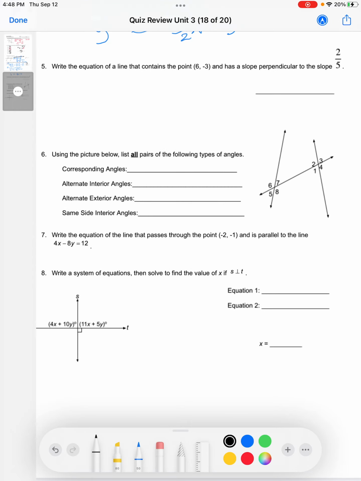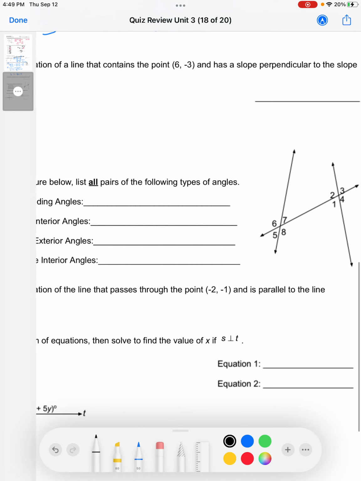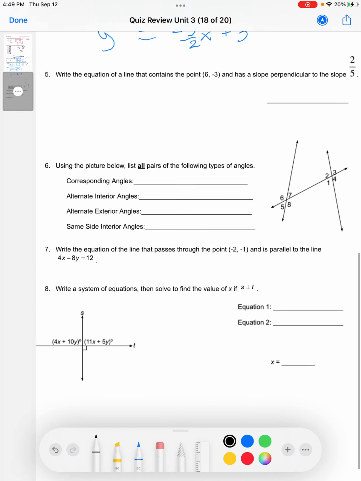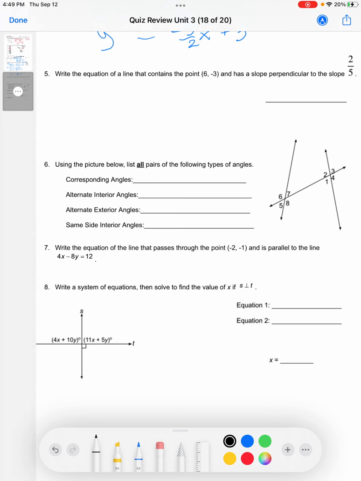Okay, number 5. It says write the equation of the line that contains a point (6, -3) and a perpendicular slope to 2/5. So y minus y1 equals m times x minus x1. Okay, this is x1, this is y1. So y1 would be -3.